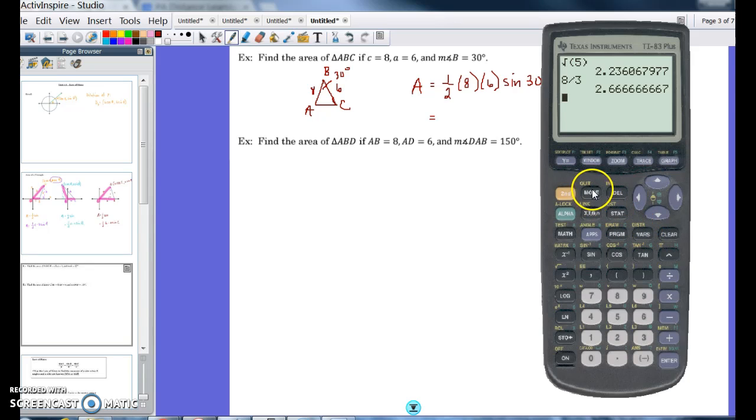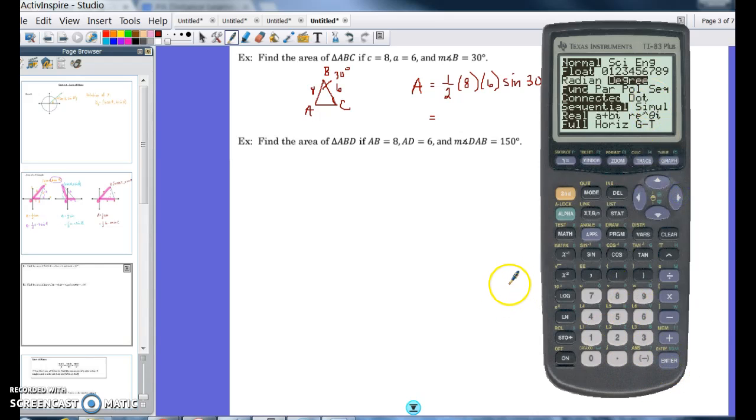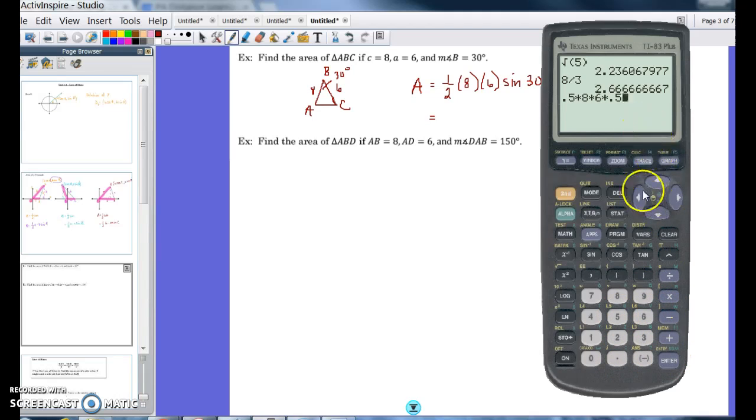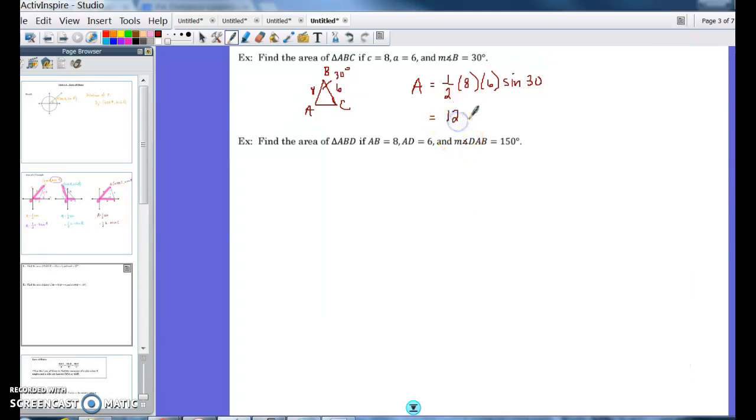Now, when you use your calculator, make sure you are in the proper mode, that you are in degrees, otherwise you're going to get the wrong answer. Okay, so if we did 0.5 times 8 times 6 times 0.5, the reason being sine of 30 is 1/2, or I can just put it all in my calculator, sine of 30, and you end up with an answer of 12. And we'll just put u squared for unit squared.